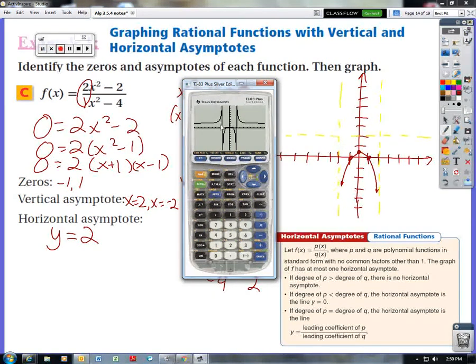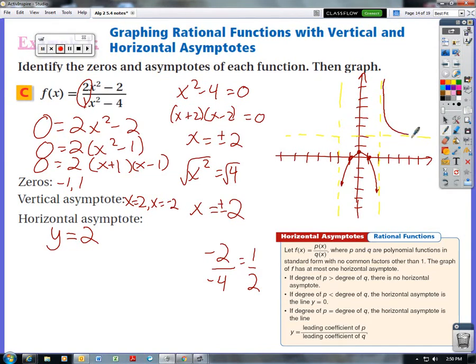Notice here is y equals 2. So this curve is approaching the asymptote. It's getting pretty darn close to it right here, and it's getting really close to this other one here. So it looks like this and like this. That one was kind of fun.